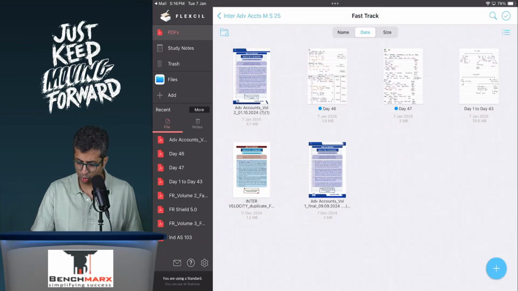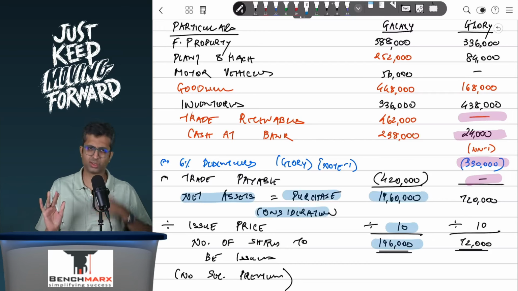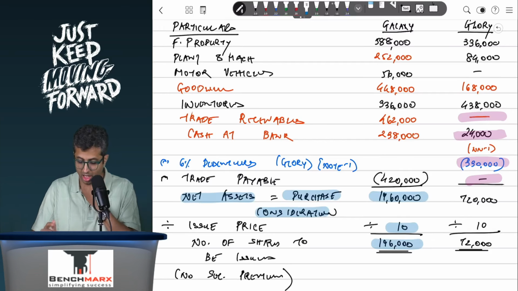If I were to go and see over here, just a second, if we go to question number 21. So if you go to see all said and done, net assets equals the purchase consideration is 19,60,000 divided by 10, that is 1,96,000. Perfect.